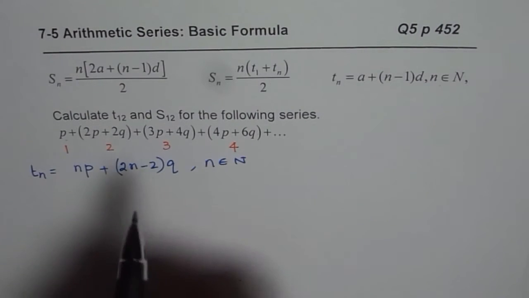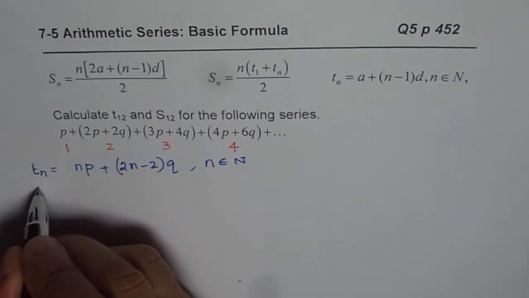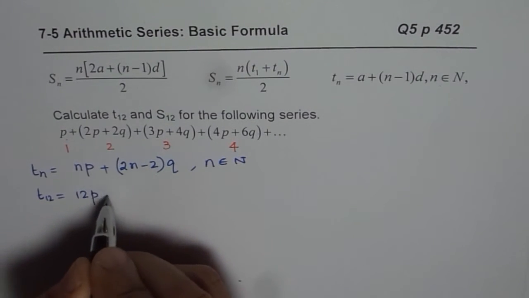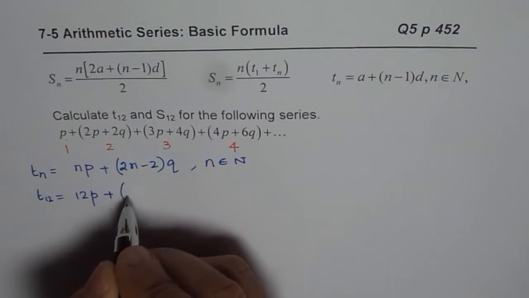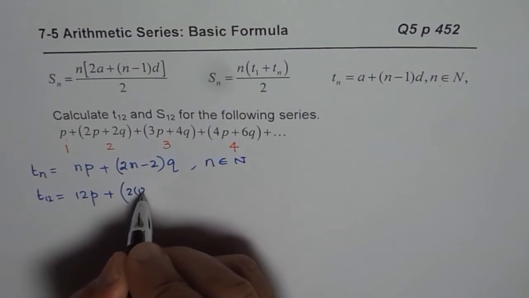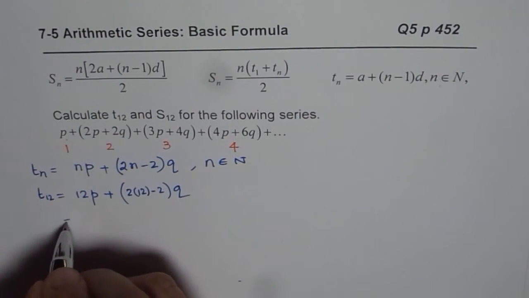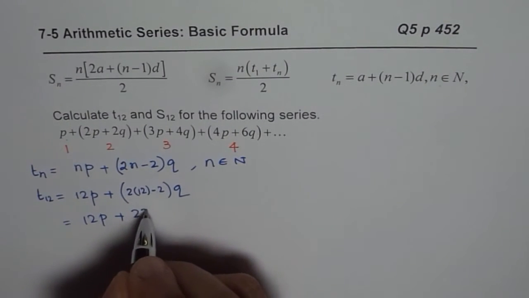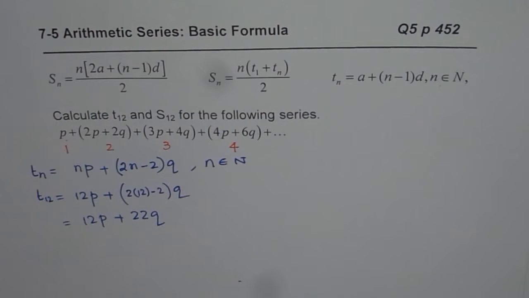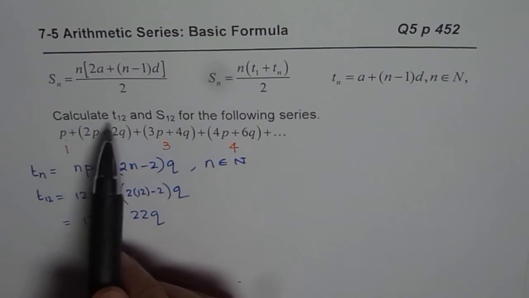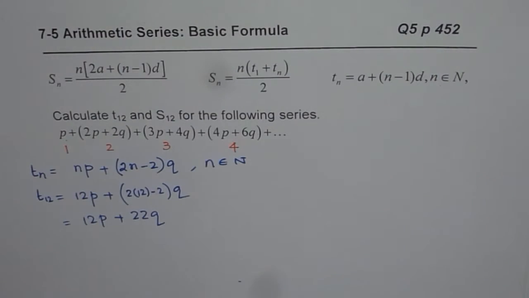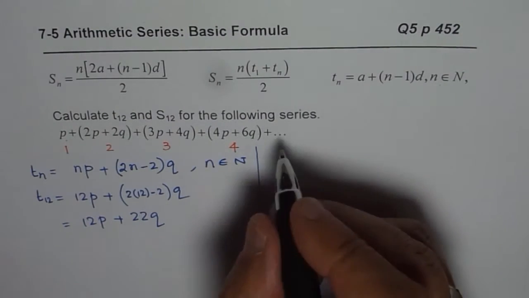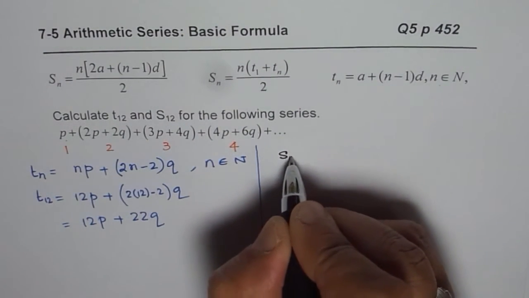So using this formula, we can write what T12 is. So T12 should be equal to, we'll replace n with 12. So we get 12p plus (2 times 12 minus 2) times q. So it should be 12p plus (24 minus 2 is 22) 22q. So that is your 12th term, right? So we got the first part, that is calculating the 12th term. Now let us calculate the sum of the first 12 terms, right? So that is to say, let's calculate what S of 12 is.